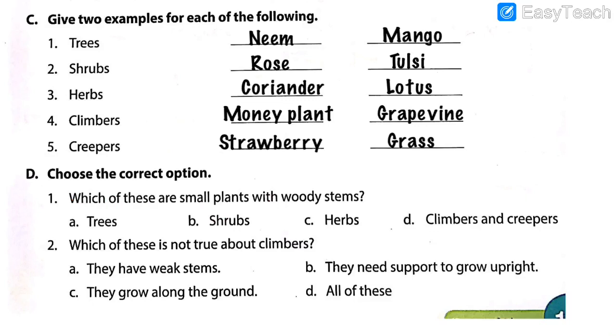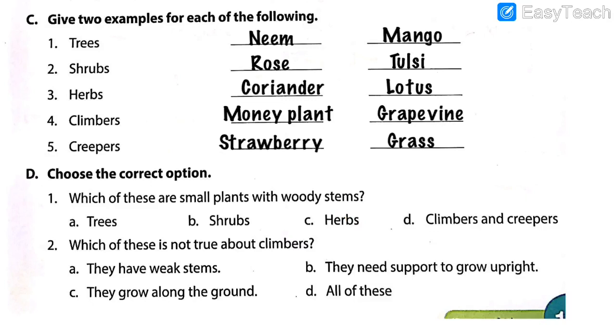So I will read the questions one by one, then the options. You have to think and then you have to decide which one is the correct option. Let's start reading. I hope you are writing the answers in your notebook. Number 1. Which of these are small plants with woody stems? I repeat, small plants with woody stems.